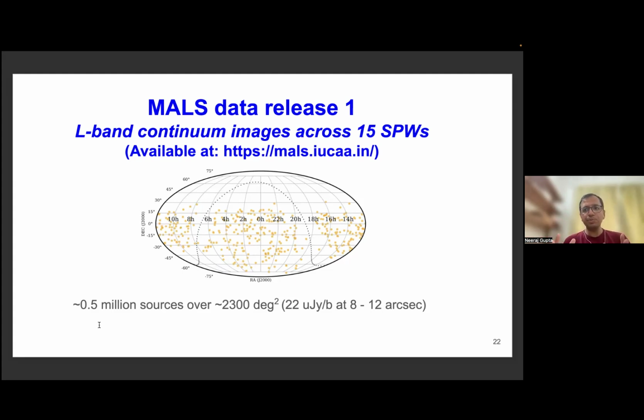We took this approach because we wanted to first get continuum images and spectra of the smaller chunks, because those are exactly what we need for the entire spectral line science. And these are at a spatial resolution of 8 to 12 arcseconds.